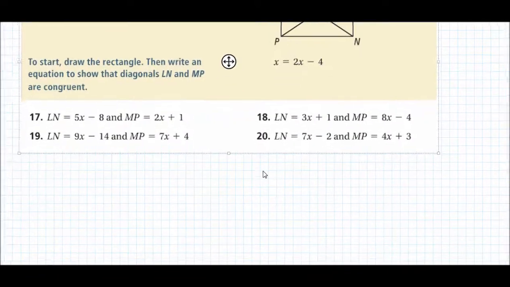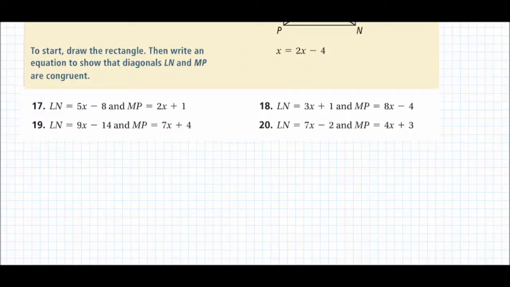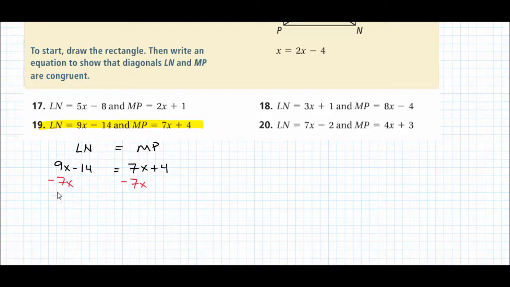Going on to number 19 now. Same rhombus, same concept. We can always say LN is equal to MP in this case. The diagonals are congruent. So let's rewrite this equation. 9x minus 14 equals 7x plus 4. I'm going to subtract 7x from each side. So we're going to get 2x minus 14 equals 4. We're going to add 14 to each side.